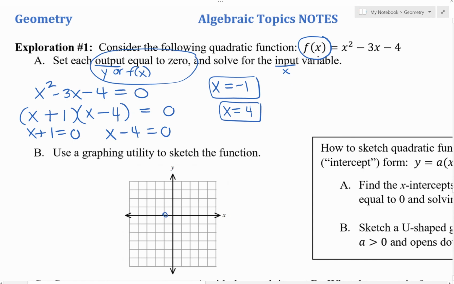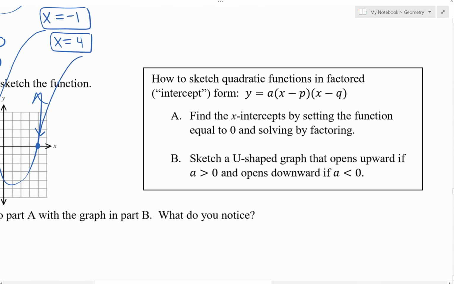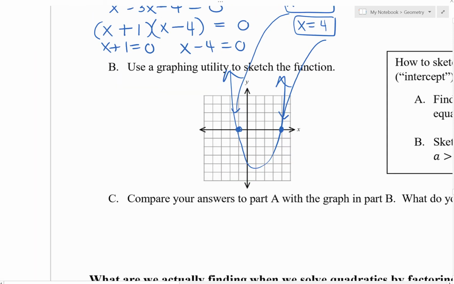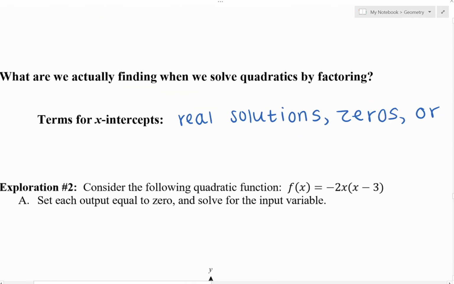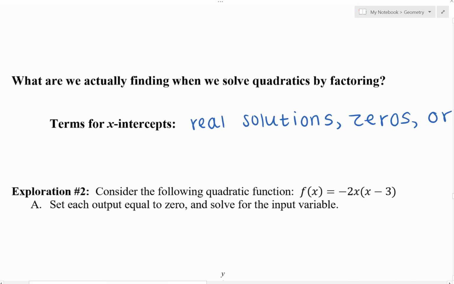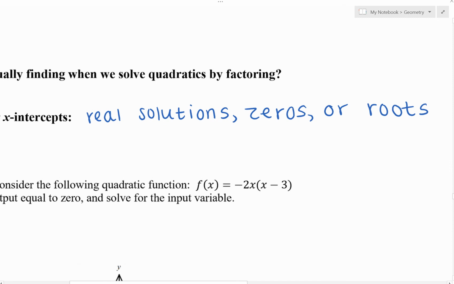That's the same thing. So we got these solutions, x equals negative 1 and x equals 4. Those are our x-intercepts. This parabola is opening upward because it's a positive coefficient of 1. So we just found those steps here. We want to plot the x-intercepts, sketch a U-shaped graph that opens upward if a is greater than 0. So our a was greater than 0. And then it opens downward if a is less than 0. So your x-intercepts, that's what you're finding when you're solving an equation. Those are the real solutions that you get, or the zeros or the roots. They kind of all mean the same thing.